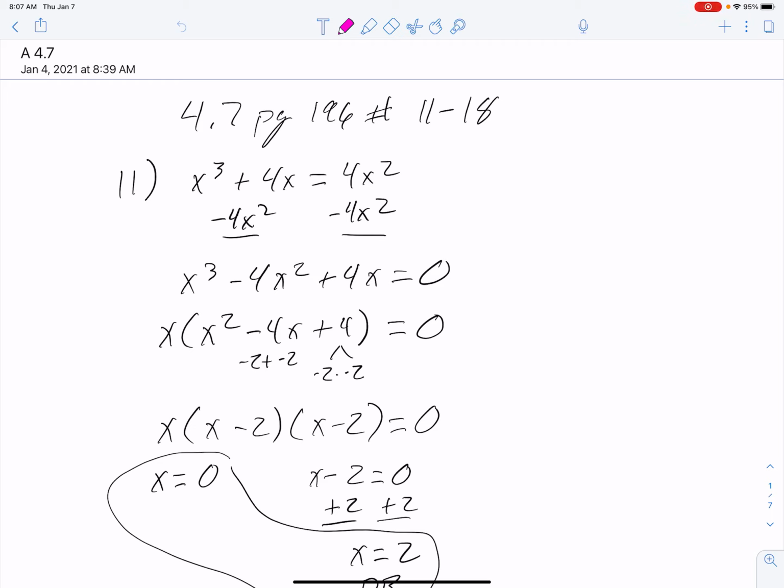So here are the 4.7 solutions. Again, we're trying to solve by using factoring, so we need to move everything to one side of the equation, having it set equal to 0, and then we start our factoring.